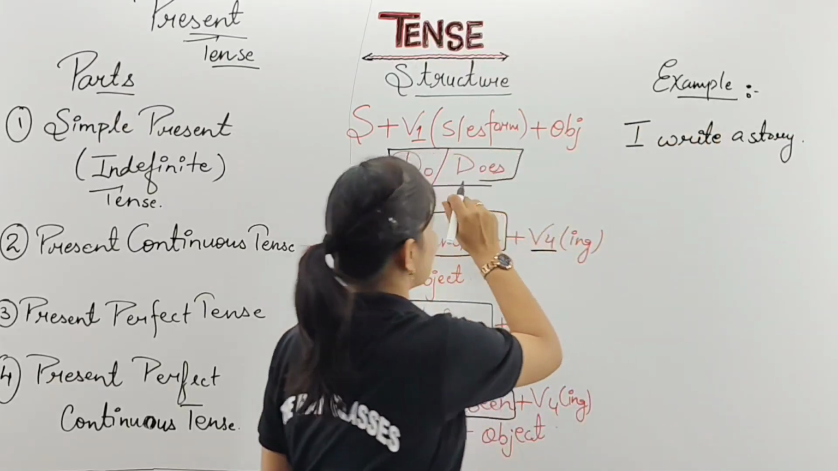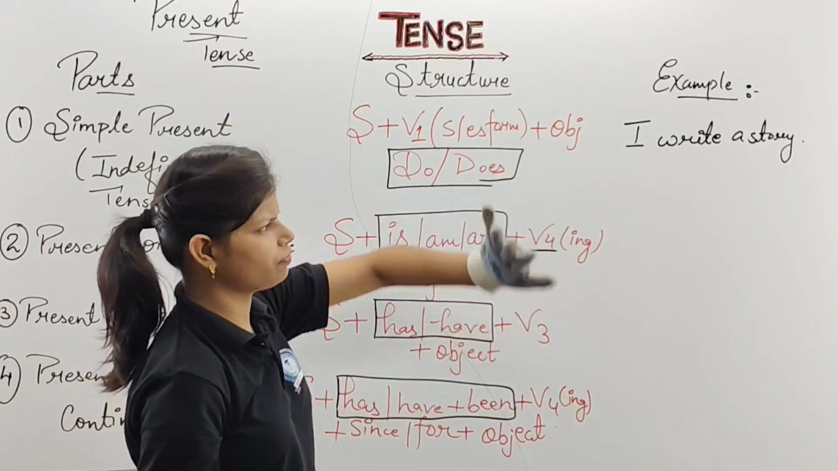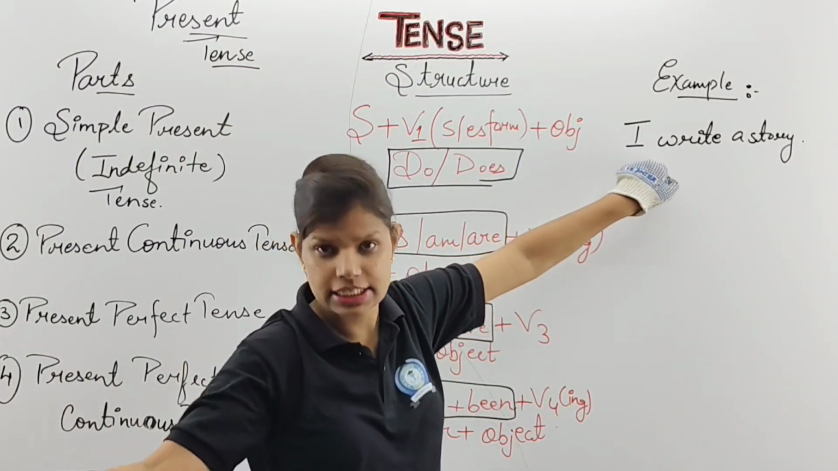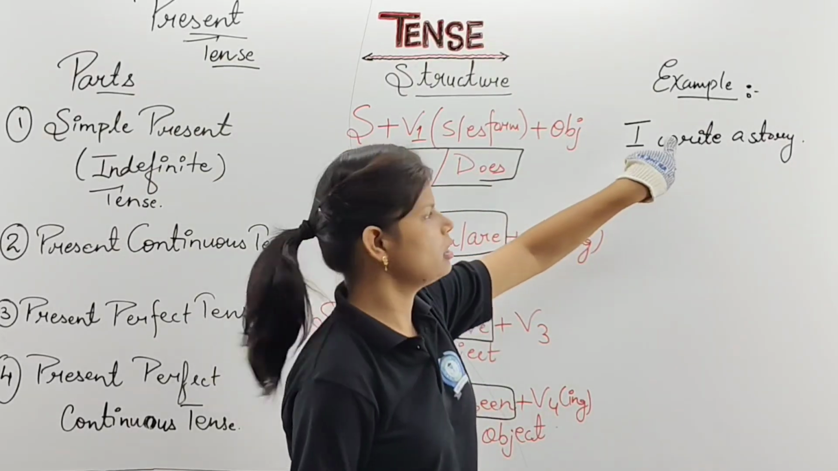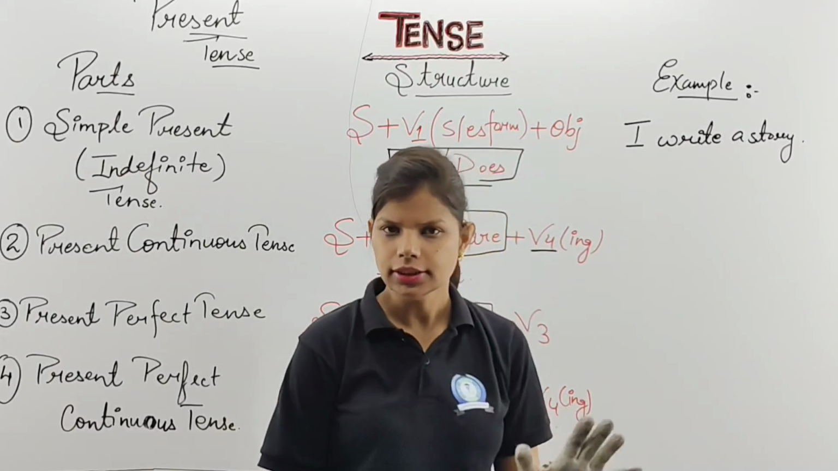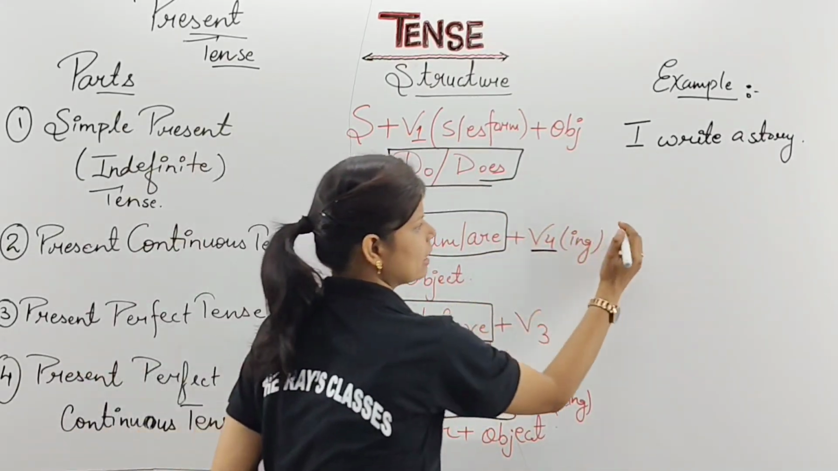I have not used this helping verb do or does. Simple, I have taken just this form. I have not taken that also. I simply write, wrote, written, writing. But I have taken the verb here, write. I is your subject, this is your verb, and this story is your object. Clear?